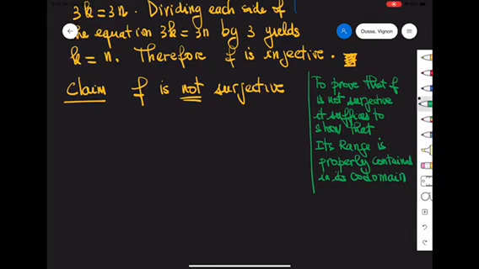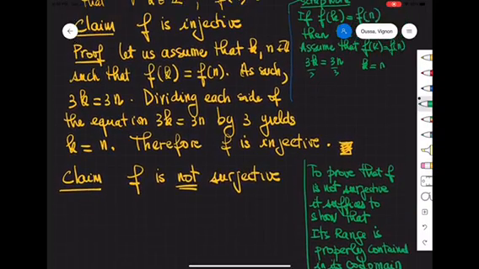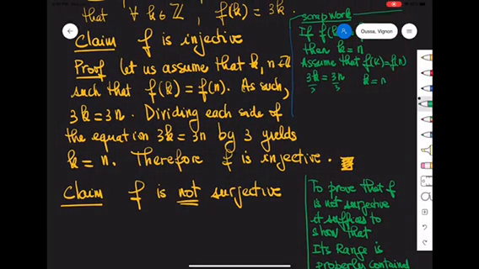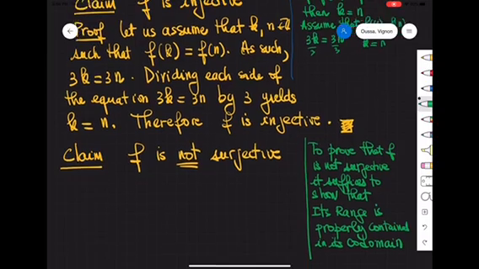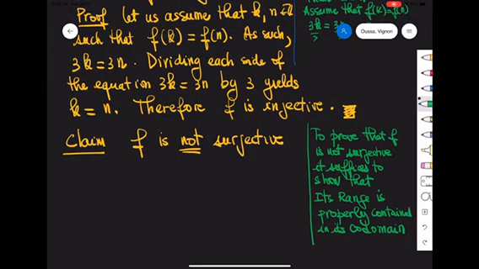Now, notice that the range contains all multiples of 3. So simply take a number, an integer, which is not a multiple of 3, say, for example, 2. That should give us exactly what we want.